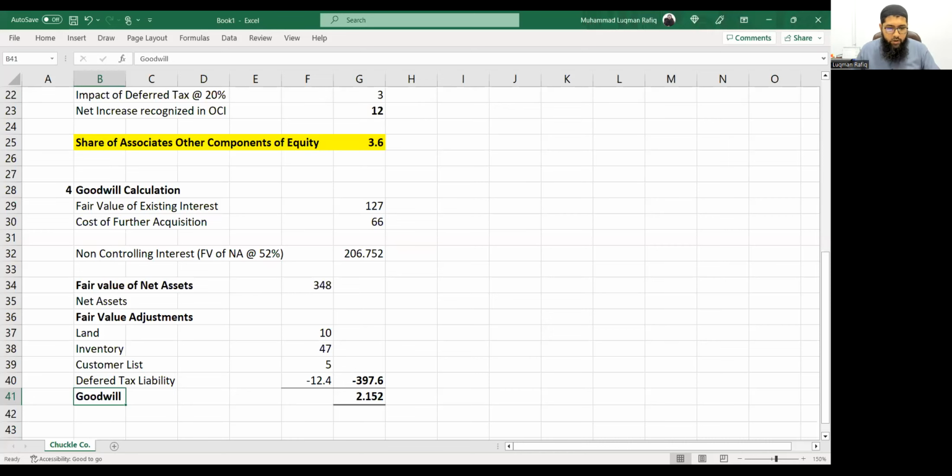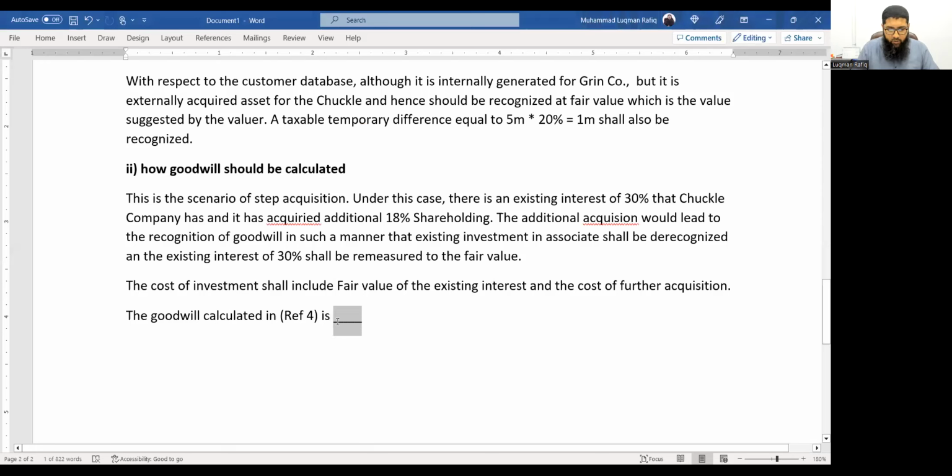Right now, you would say that the goodwill calculated is 2.152 million. Basically, this is how you would be doing it. Now, there is one more thing, which is that we had an associate that was being recognized. We need to see how we recognize, how we reverse the associate. That is also something you would have to recognize.